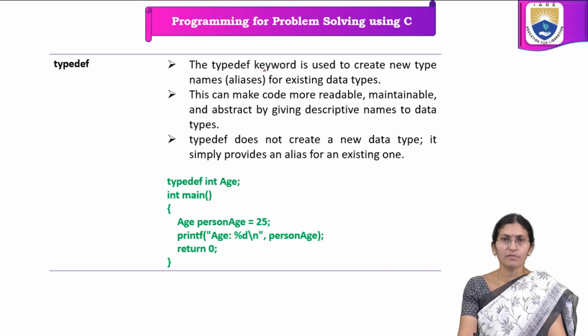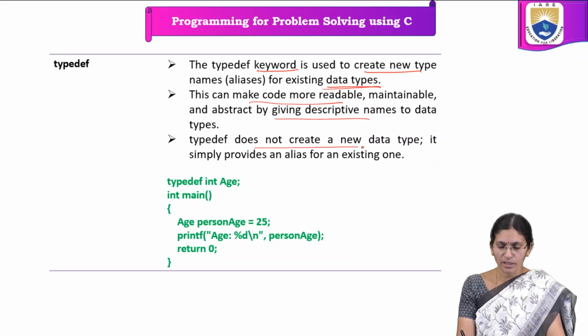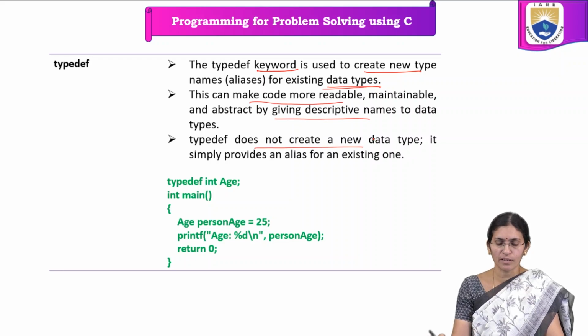So what is typedef? It is not a data type, but it is a keyword, you can say, which is used to create new type names for the existing data type. So it is used to give alias name for the existing data type. So this can make the code more readable, maintainable and abstract by giving descriptive names to data types. So typedef does not create a new data type, it simply provides alias for existing one.